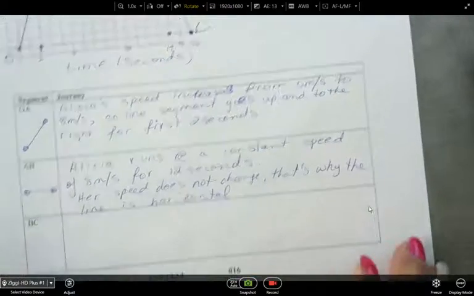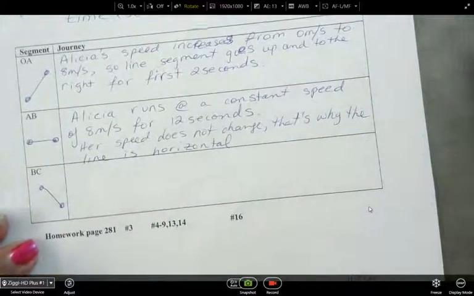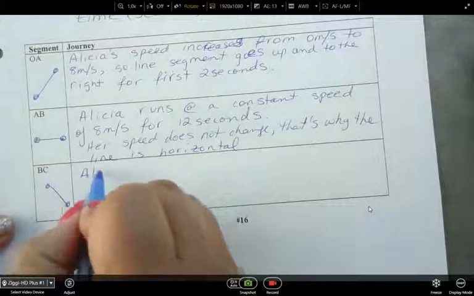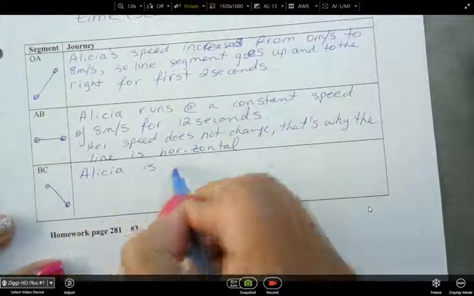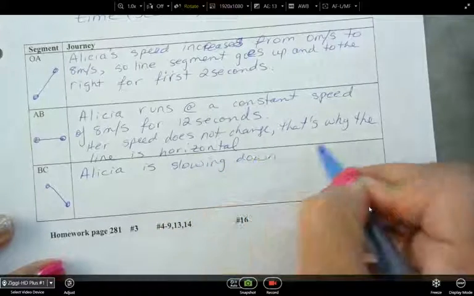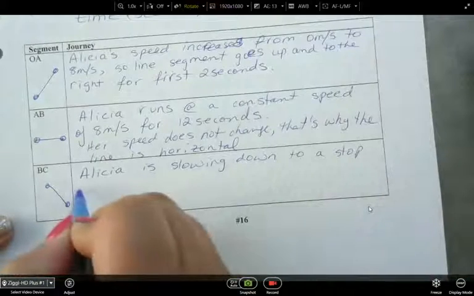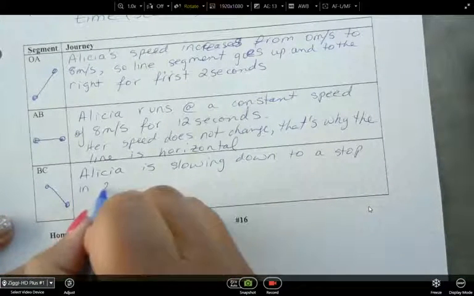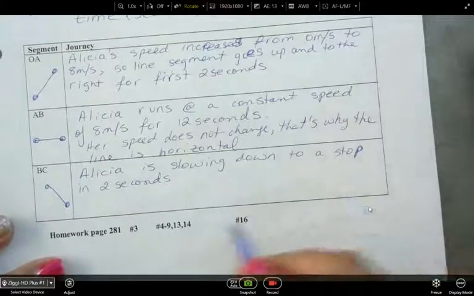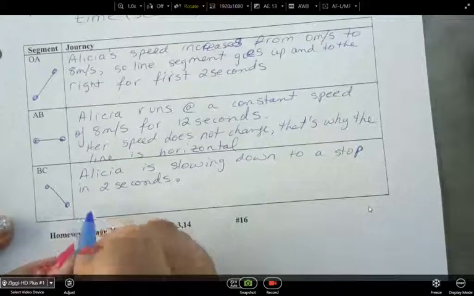Okay. And now in BC, what's happening? That's where the line looks like this. So what's happening there? She is slowing down to a stop and takes 2 seconds to do so. All right. So the line segment goes down and to the right.